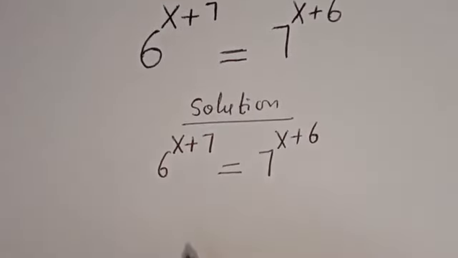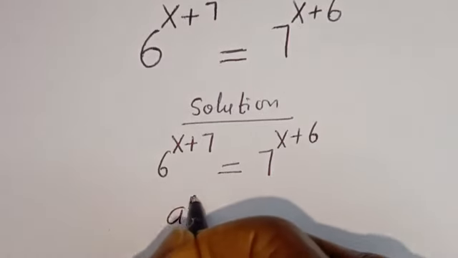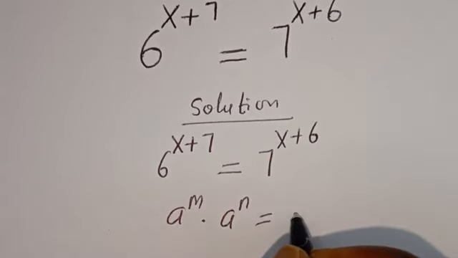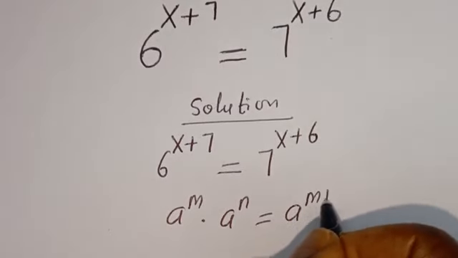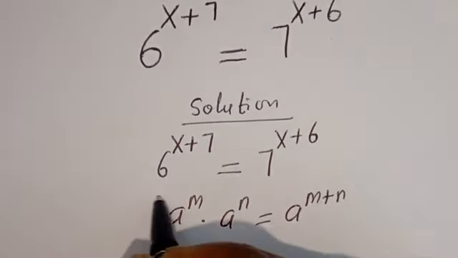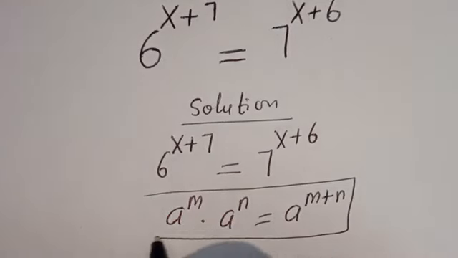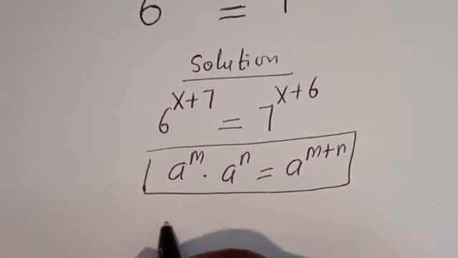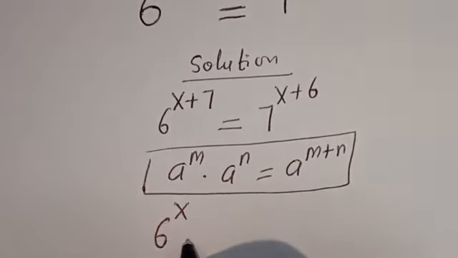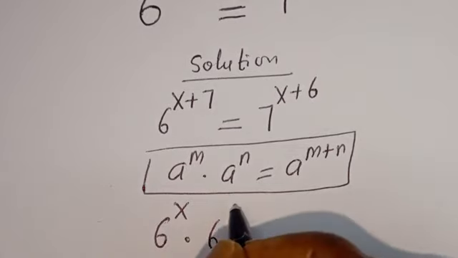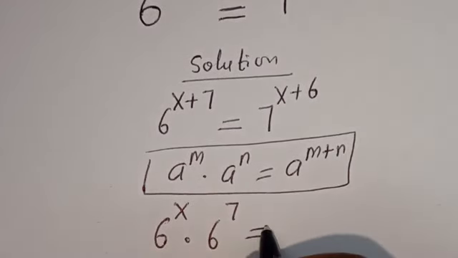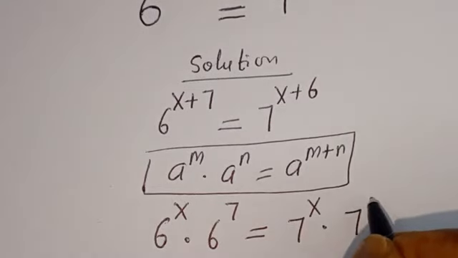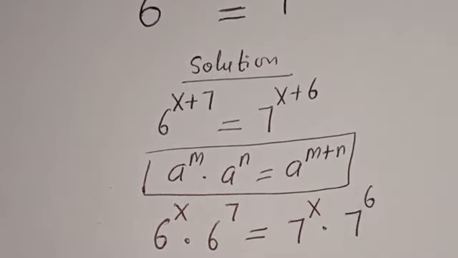Take note of this, that if you have a to the power of m multiplied by a to the power of n, this is equal to a to the power of m plus n. Then this equation can be written as 6 to the power of x multiplied by 6 to the power of 7 is equal to 7 to the power of x multiplied by 7 to the power of 6.